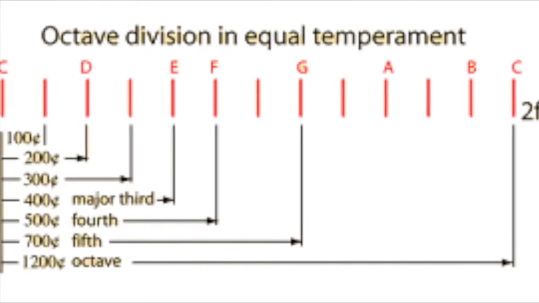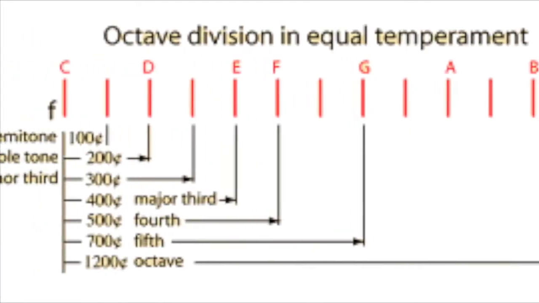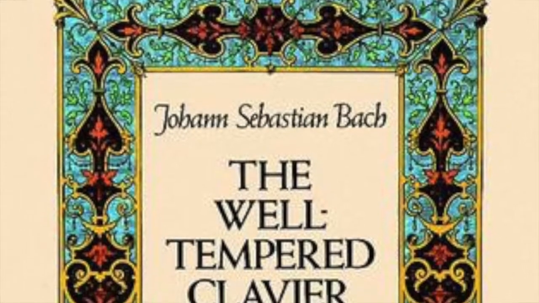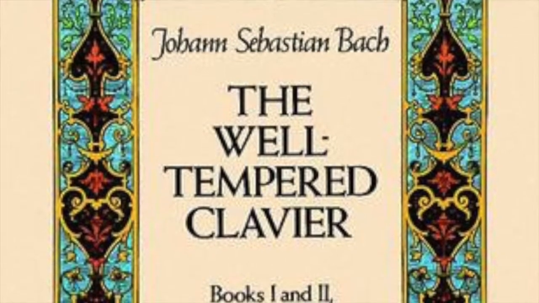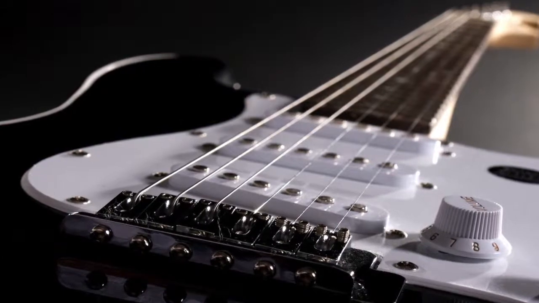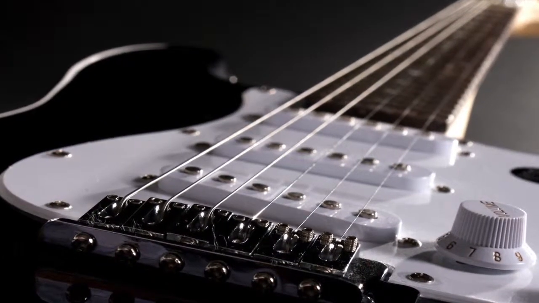Did Bach invent equal temperament? No, Bach didn't invent equal temperament, but he did write a book called The Well-Tempered Clavier that really highlighted the new system and got everyone excited about the new sound. Kind of like the electric guitar. Well, kind of like that, I suppose.